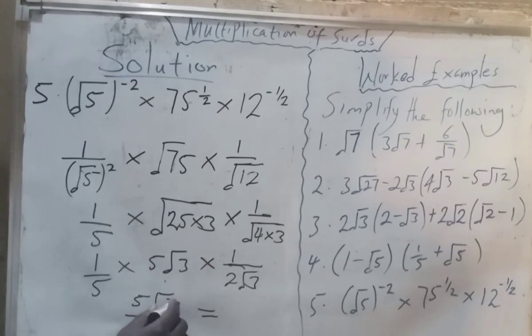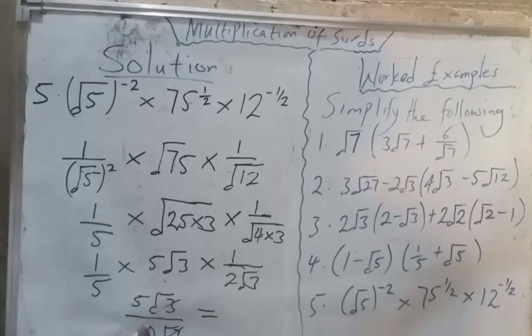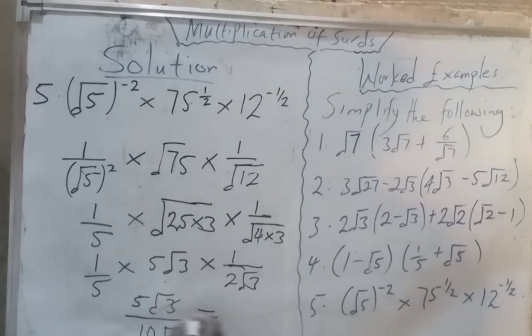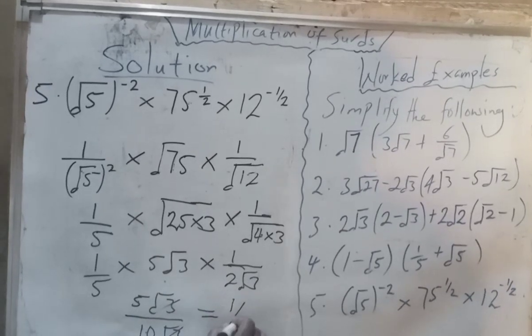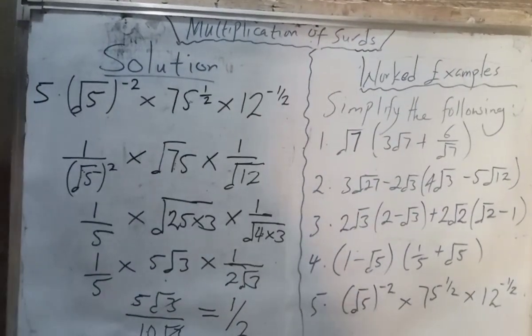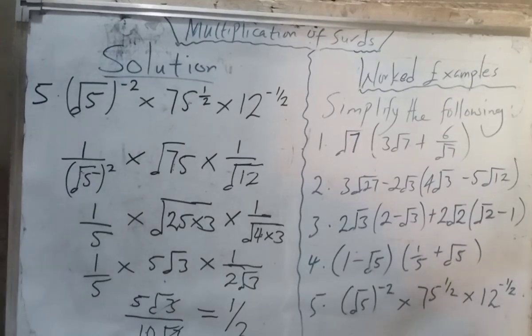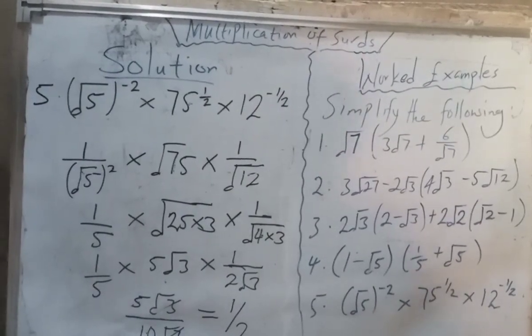This root 3 will cancel with the root 3 here. Then we divide 5 by 10, and 5 by 10 will give us half, because 5 into itself is 1 and 5 into 10 is 2. So that answers example 5 as well.